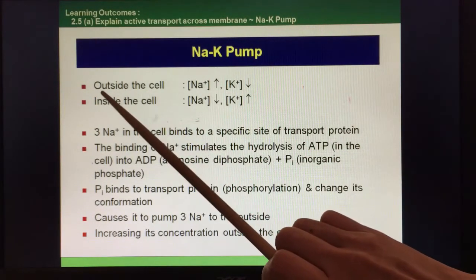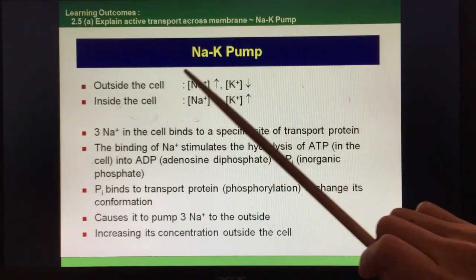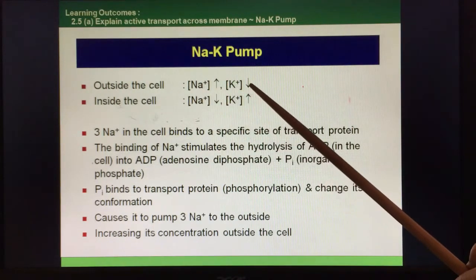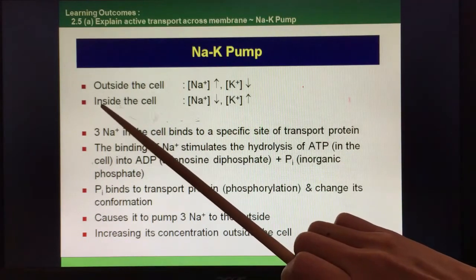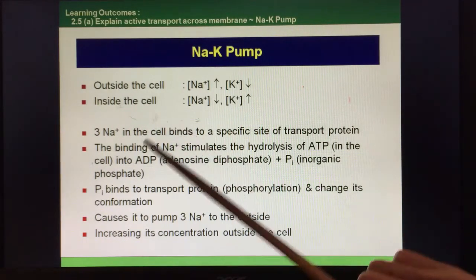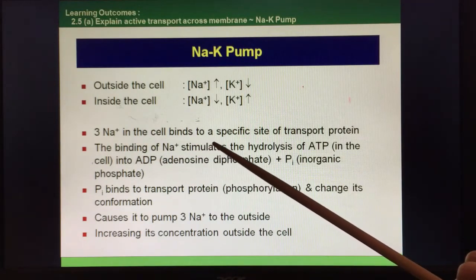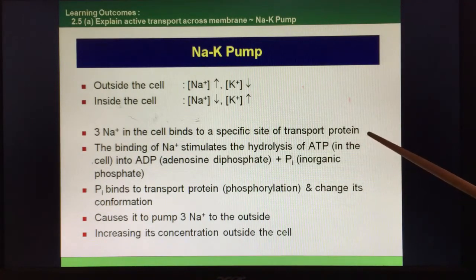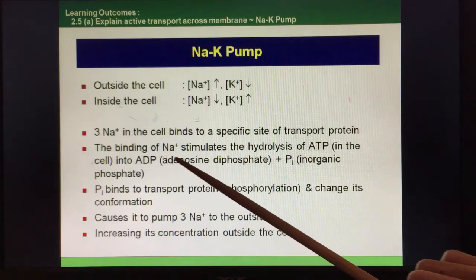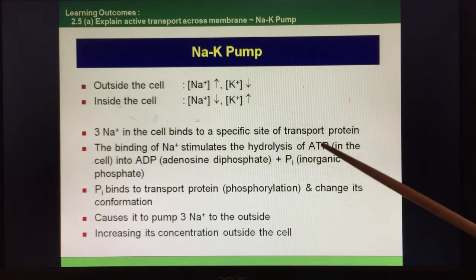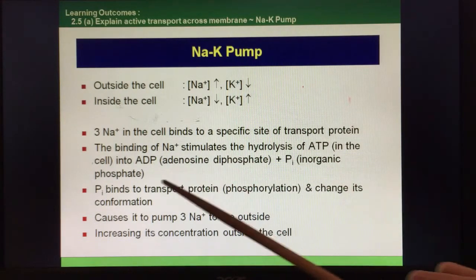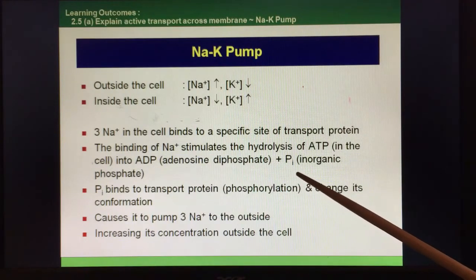For summary, the outside the cell, sodium ion concentration is higher. Potassium ion concentration is lower compared to the inside of the cell. So 3 sodium ion in the cell binds to a specific site of transport protein. The binding of sodium ion stimulates the hydrolysis of ATP into ADP and inorganic phosphate.